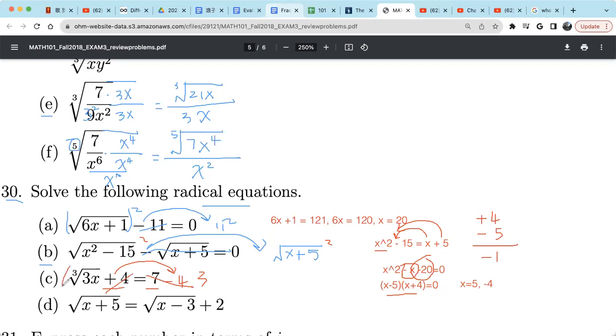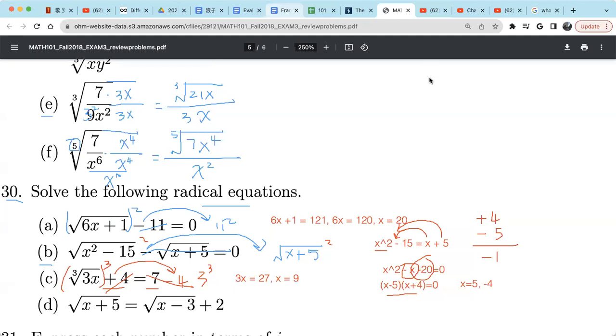So now we want to raise to the third power, because the index is 3. So we want to raise to the power with the same number as the index. Once we raise to the third power, we get 3x for the left-hand side. For the right-hand side, we have 3 raised to 3, which is 27. We divide by 3 on both sides, so x equals 9. So substitute x equals 9 into the equation. 3 times 9, 27. The cube root of 27 is 3. 3 plus 4, indeed 7.